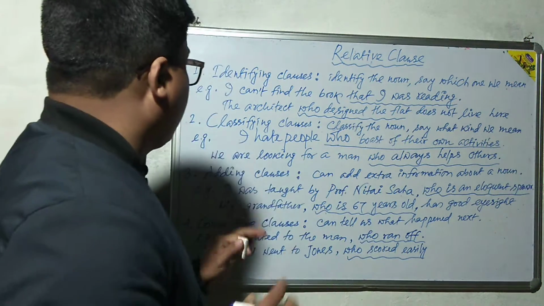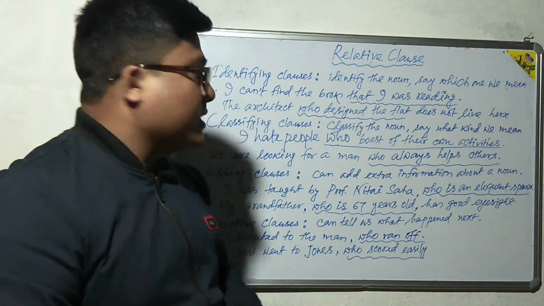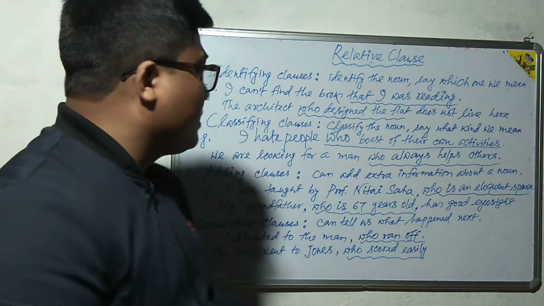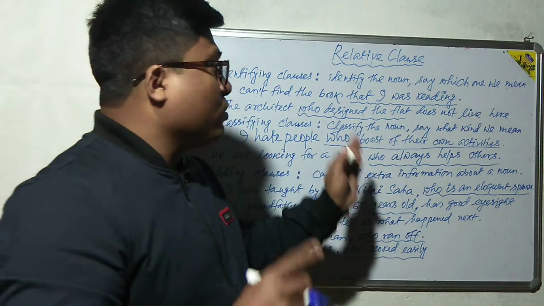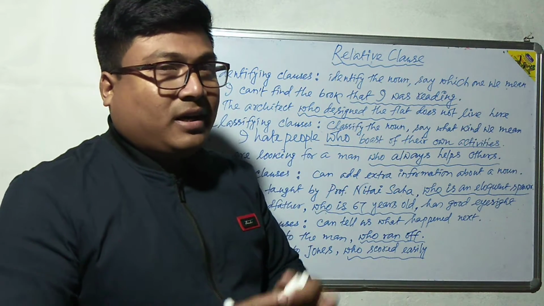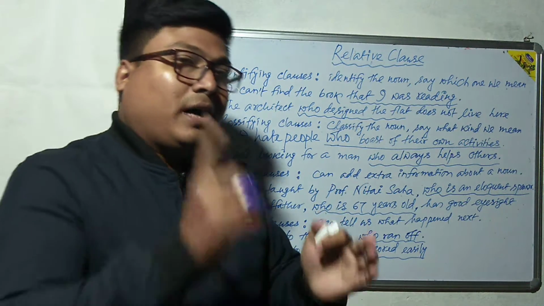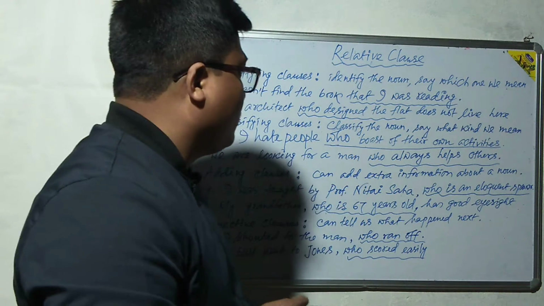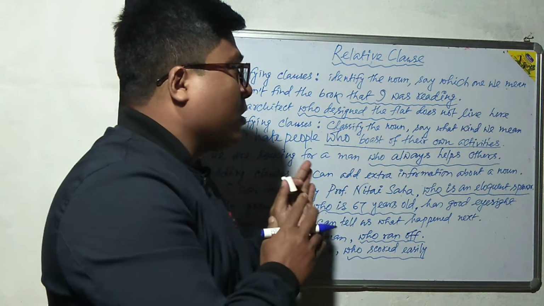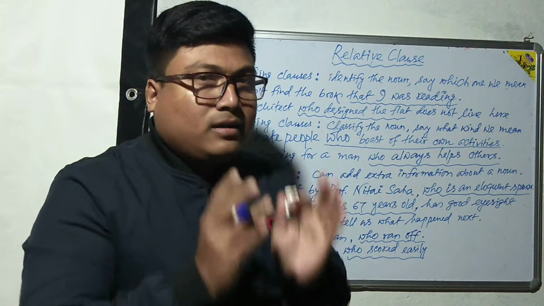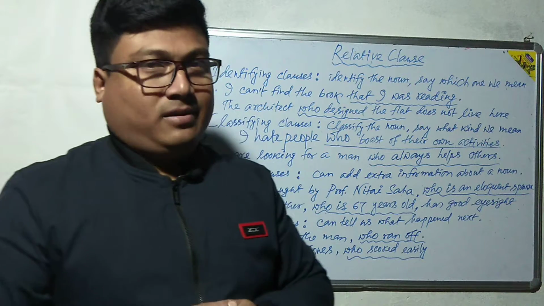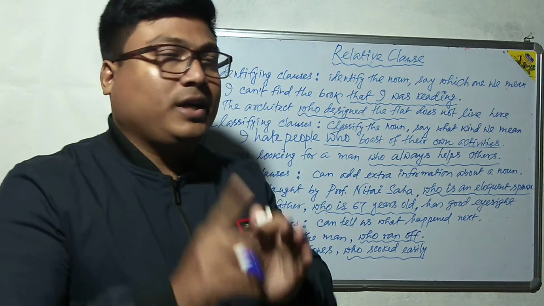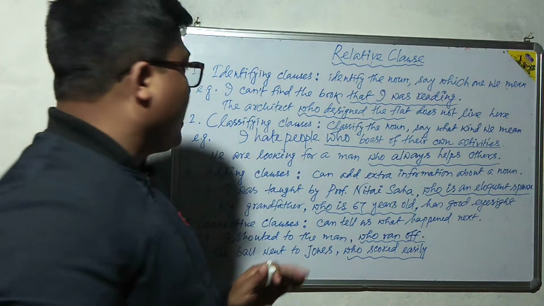Next, number 2, classifying clauses. From the very name, it is clear to us that this clause helps to classify the noun. Identifying relative clause helps to identify the noun. Classifying relative clause helps to classify the noun. By this clause, we can easily understand what kind we mean. Please look at the example.